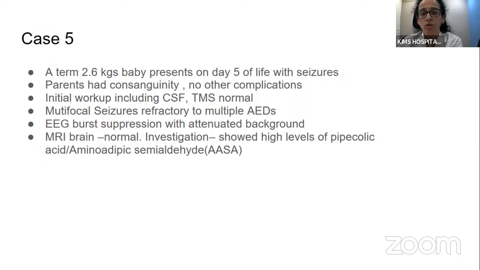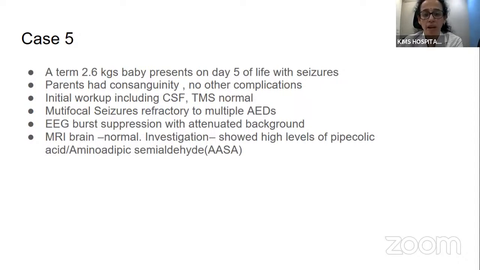The baby was started also on the midazolam drip. So now the baby had multifocal seizures even on multiple anti-epileptic drugs. So then we should think of what to add next. The baby is already on multiple anti-epileptics. We can add the pyridoxine next. The EEG in this baby was suggestive of burst suppression pattern with attenuated background. MRI brain was normal. Investigation revealed only one clue, that is high levels of pipecolic acid and aminoadipic semialdehyde, ASA levels.